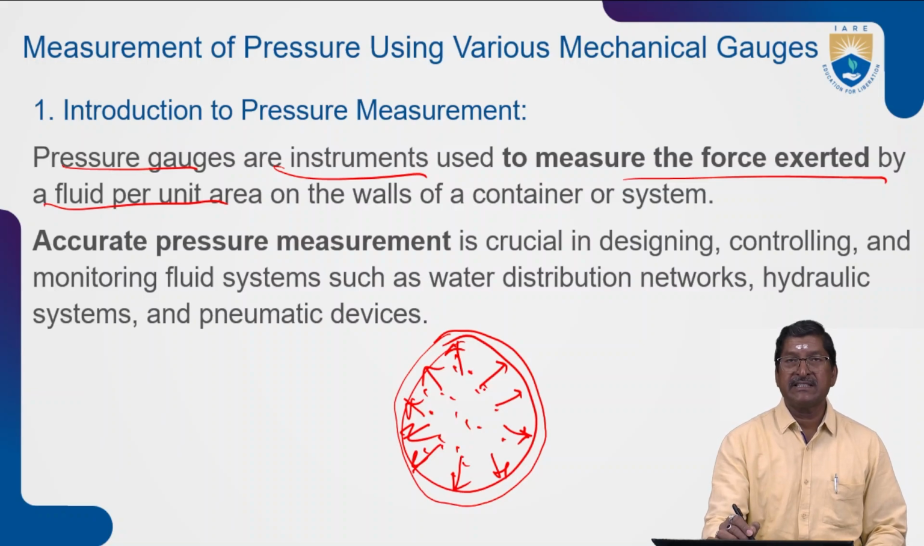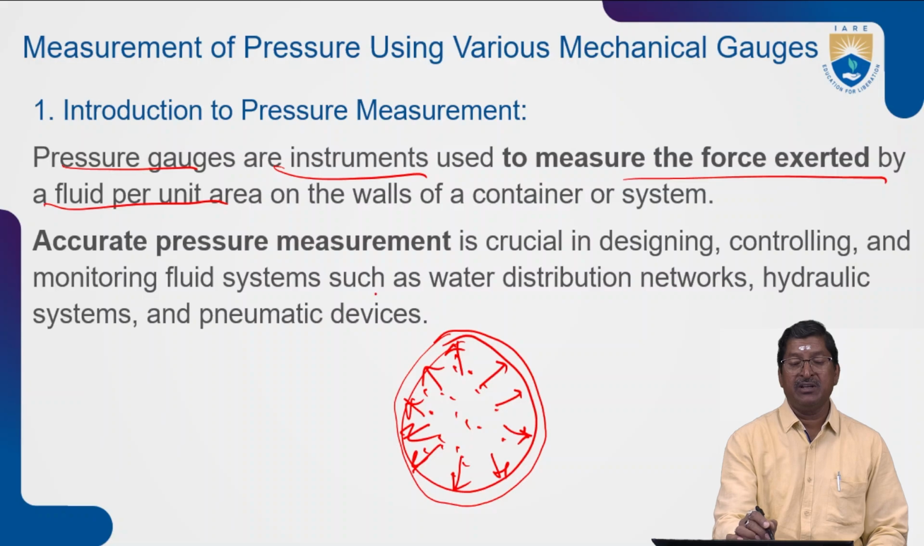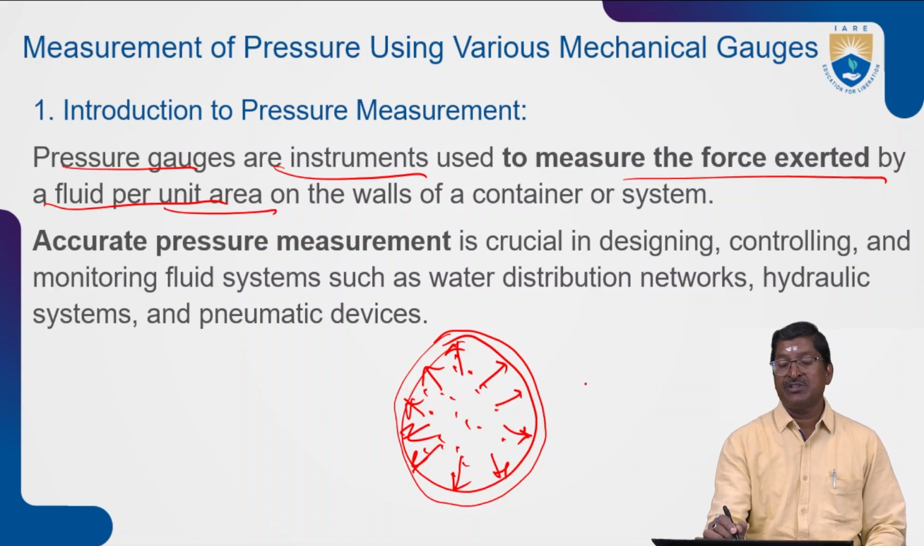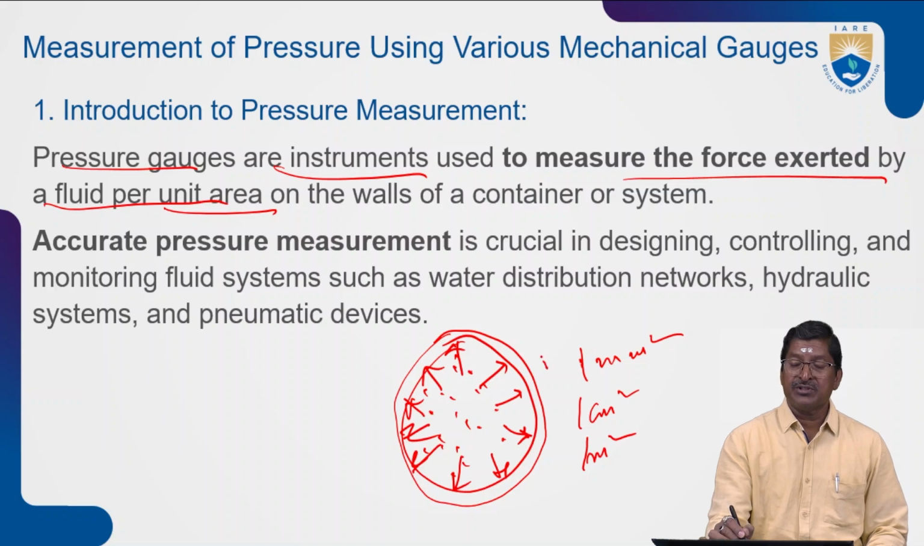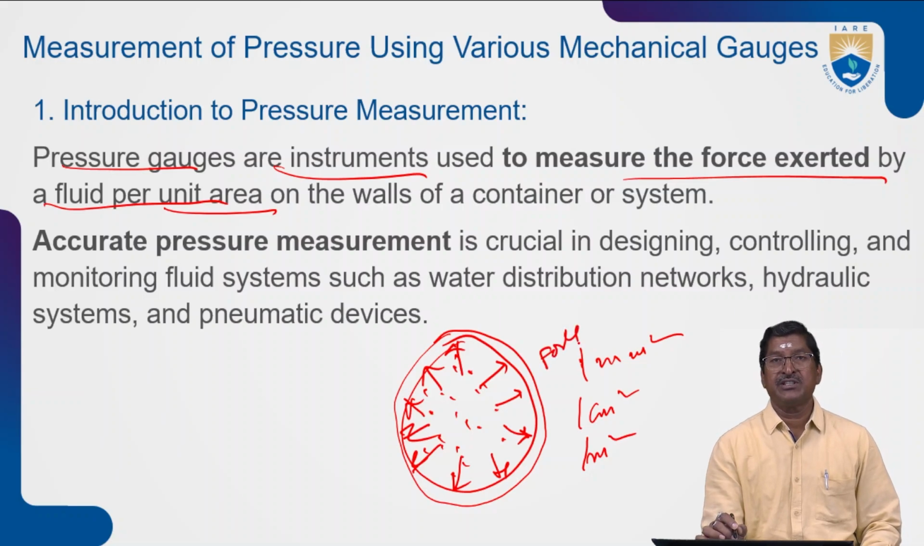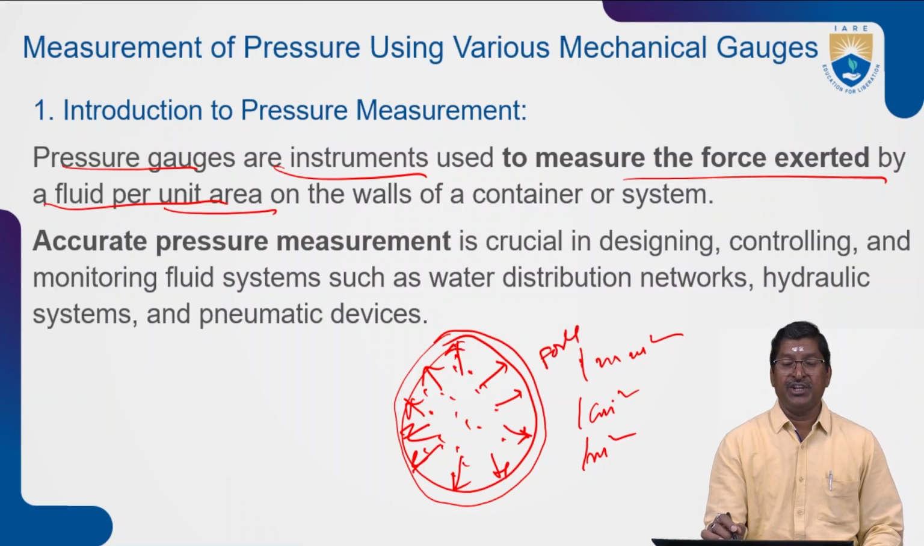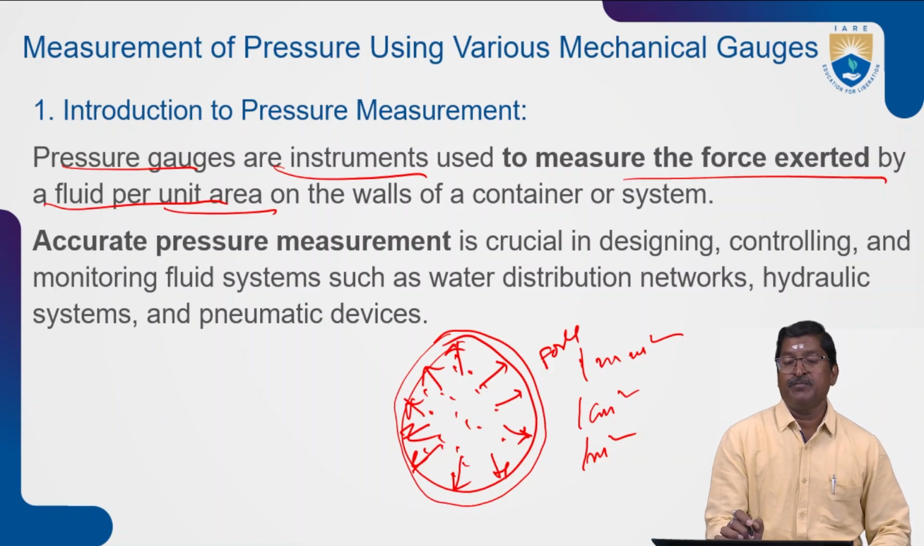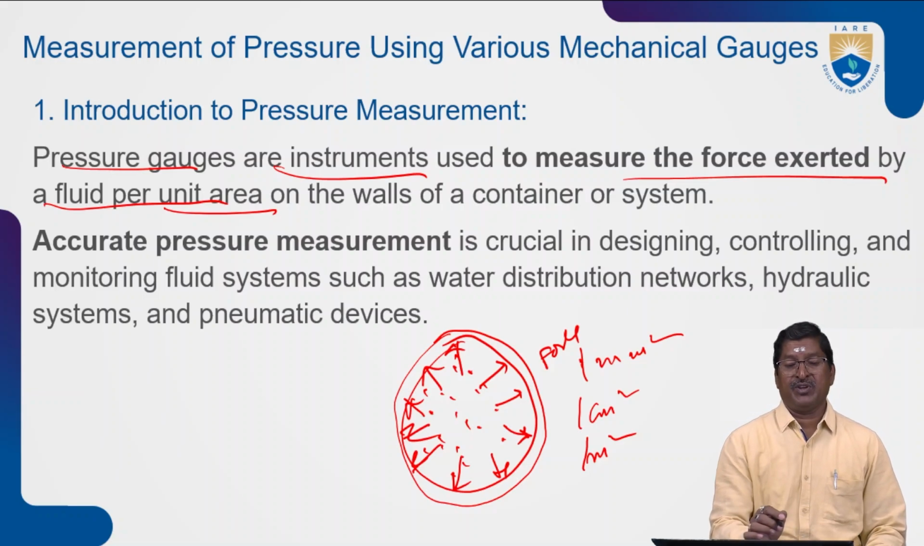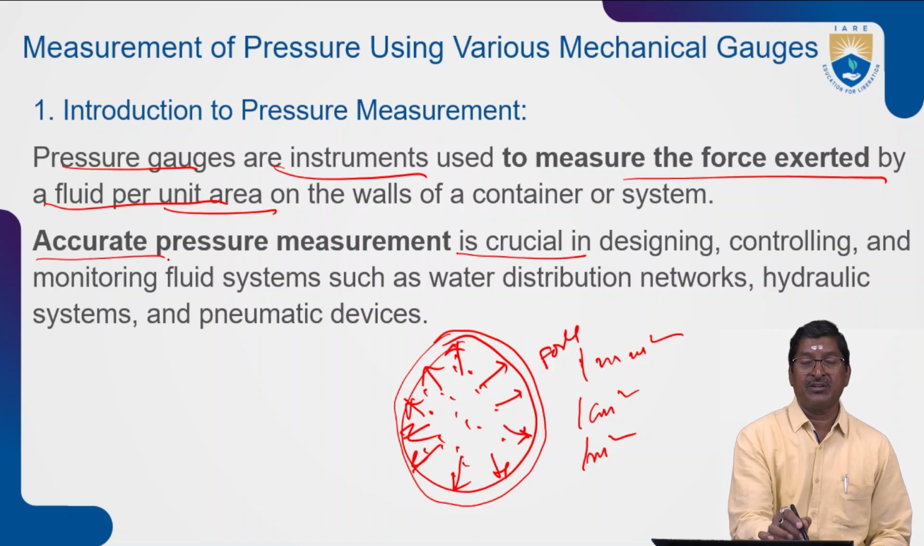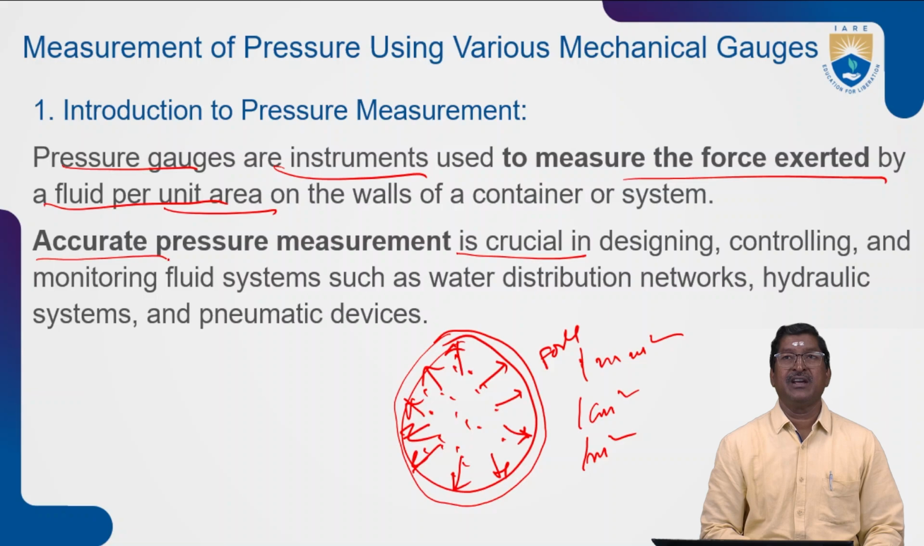So the force exerted by the fluid material on a particular unit area, that means per millimeter square, or per centimeter square, or per meter square, like that. How much force is applied per unit area, that is called pressure. Accurate measurement is crucial, so we should measure the pressure accurately.